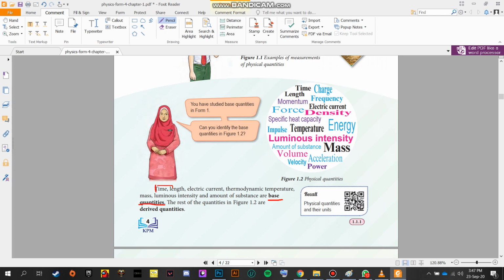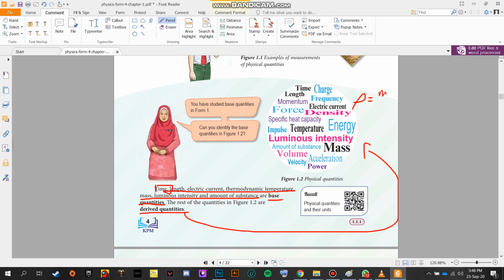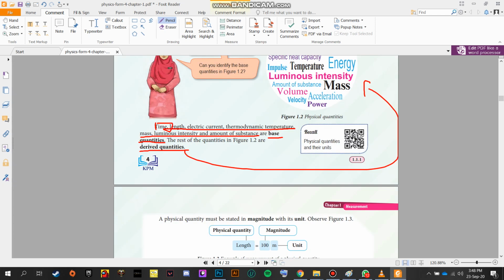Now the base quantities themselves are time, length, electric current, thermodynamic temperature, mass, luminous intensity, and the amount of substance. Base quantities are quantities that cannot be broken down into anything else, such as time itself is time, and length itself is length. And derived quantities are quantities that are made up of the base quantities, such as density is made up of mass over volume, and we will look more at the examples further on.